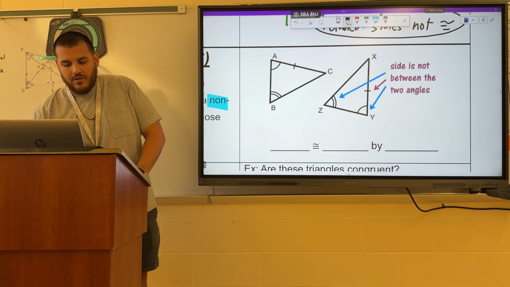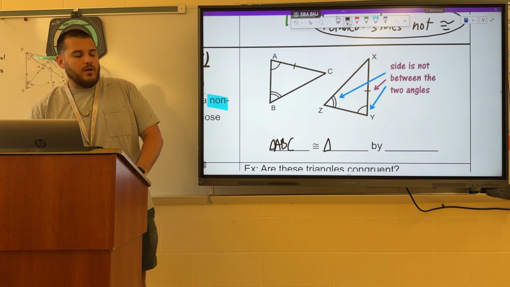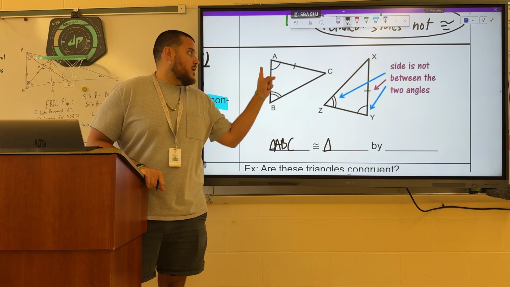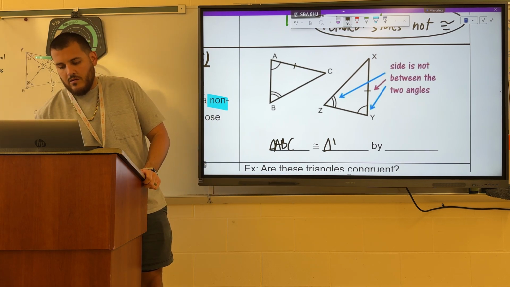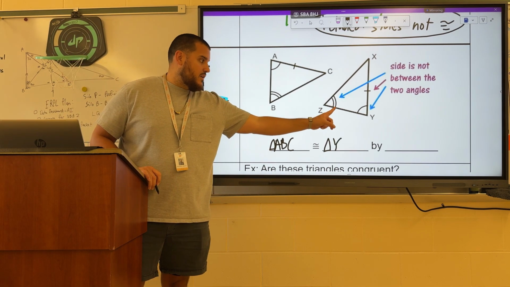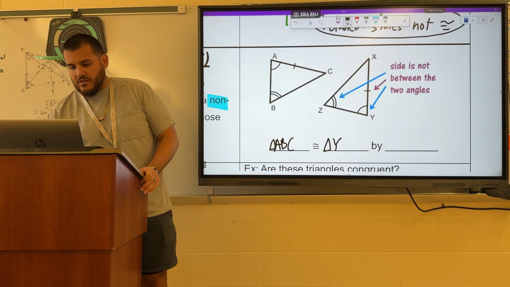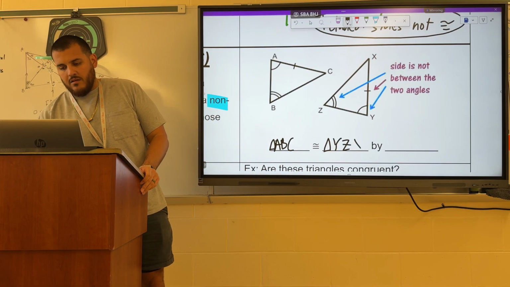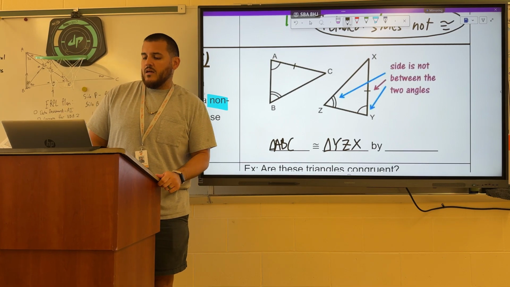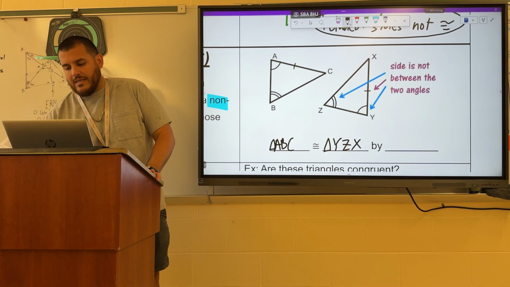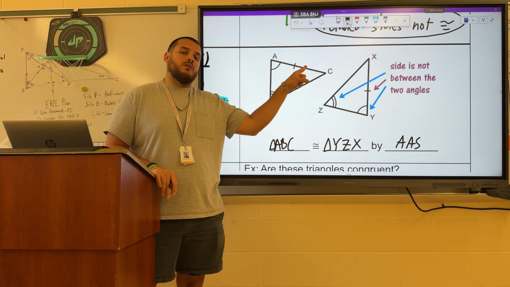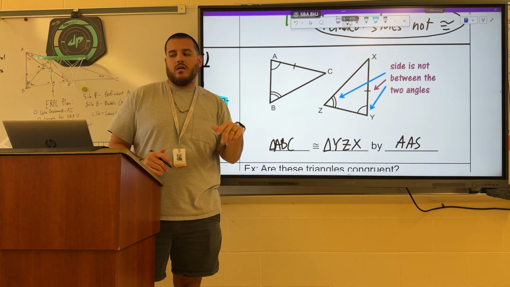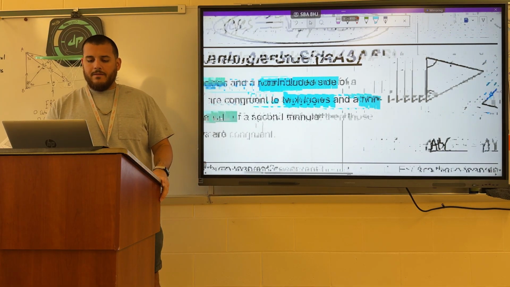So for the triangle on the left, I'm going to call it triangle ABC. Again, just a random pick of a name. We're going to match all the corresponding things from our other triangle. Angle A is congruent to Y. A was first, so Y needs to be first. B is congruent to Z. B was second, so Z needs to be second. And then it leaves X for our last letter there. Triangle ABC is congruent to triangle YZX by the angle side theorem. Again, because the side is not the included side of the two angles.